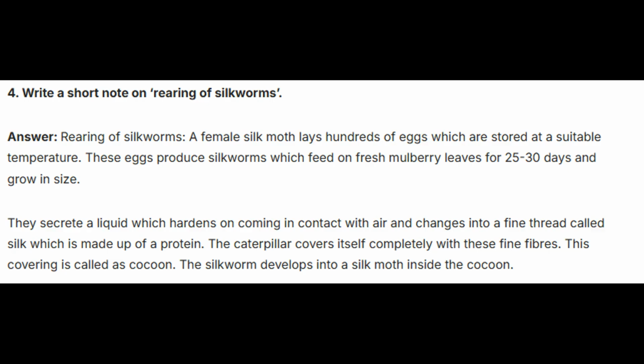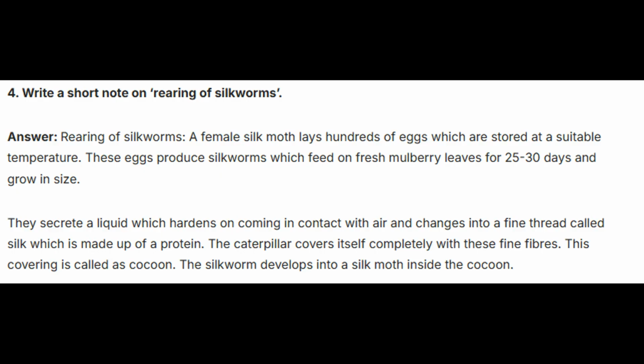Fourth, write a short note on rearing of silkworms. Answer, rearing of silkworms: a female silk moth lays hundreds of eggs which are stored at a suitable temperature. These eggs produce silkworms which feed on fresh mulberry leaves for 25 to 30 days and grow in size. They secrete a liquid which hardens on coming in contact with air and changes into a fine thread called silk, which is made up of a protein.